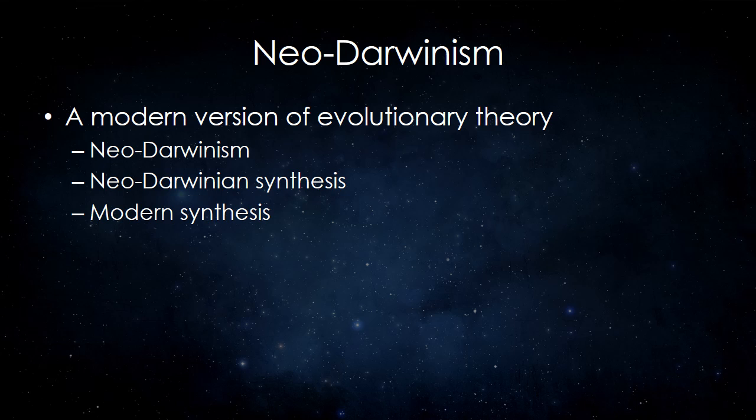There are several different names for the modern version of evolutionary theory established by scientists in the 1930s and 40s. It is sometimes called Neo-Darwinism, the Neo-Darwinian Synthesis, or the modern synthesis. Although it took over 70 years to be accepted by the scientific community, it has been the reigning scientific paradigm for many decades since that time.